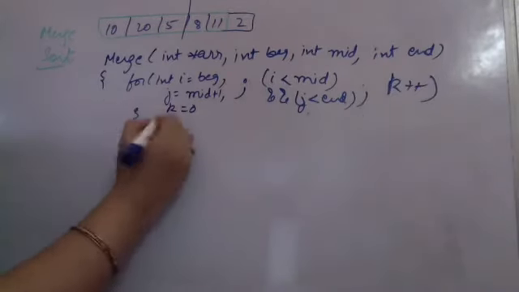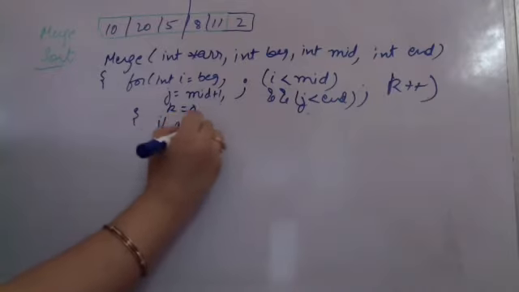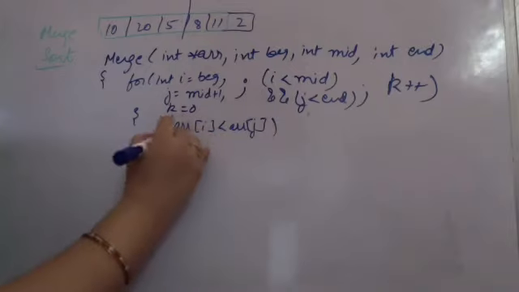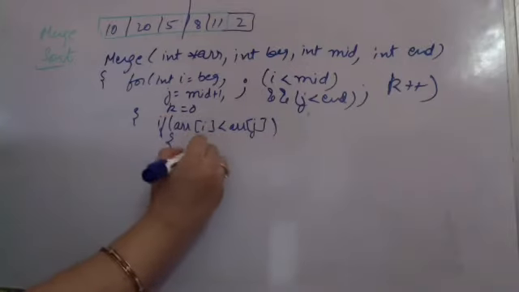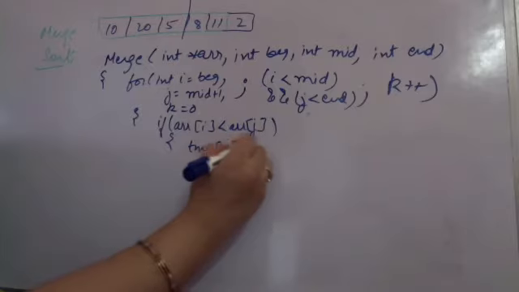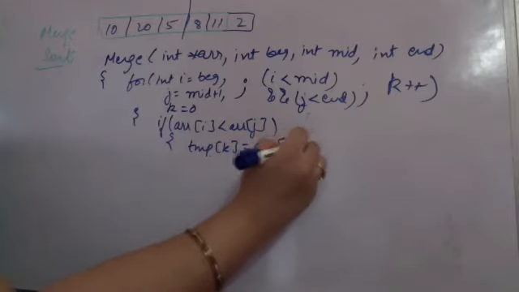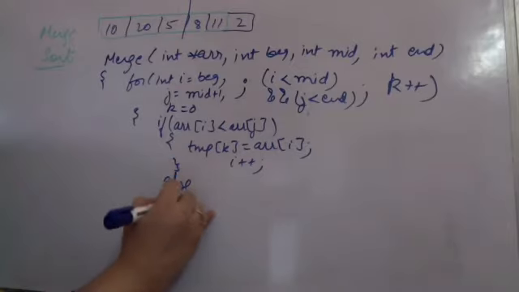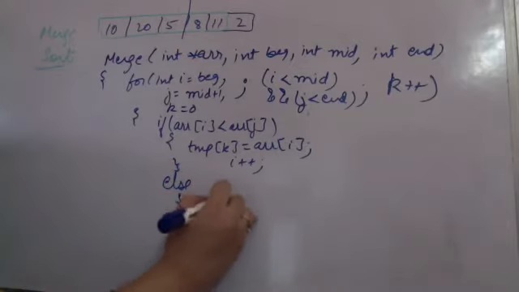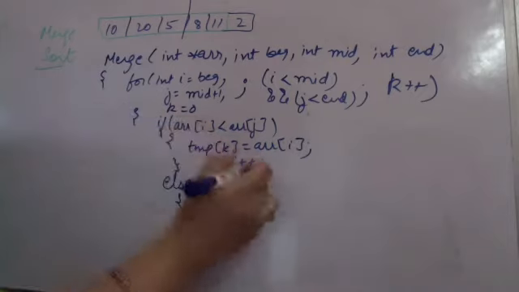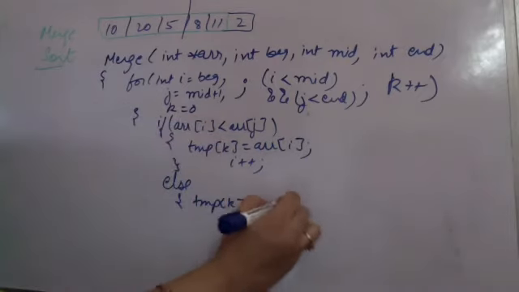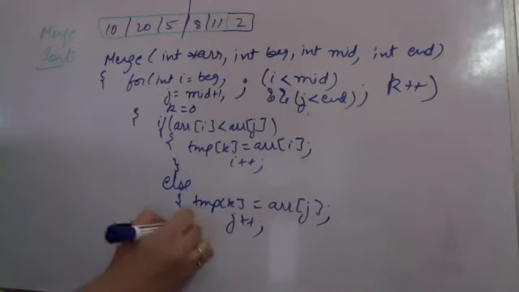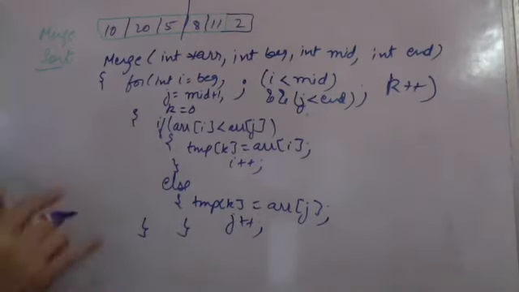Within this for, you are simply checking if array of i is less than array of j. If this condition is true, you copy temp of k is equal to array of i, and here you will be incrementing i. Else you will be doing temp of k. अगर i वाला एलिमेंट छोटा नहीं है तो j वाला छोटा होगा, so you copy the jth element and you increment j. So here you have compared and copied.